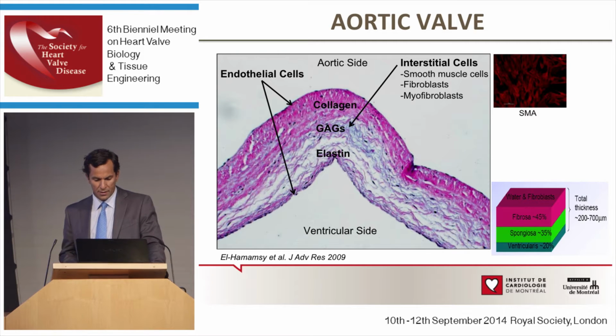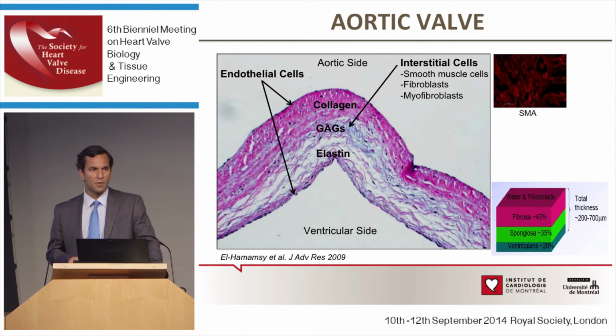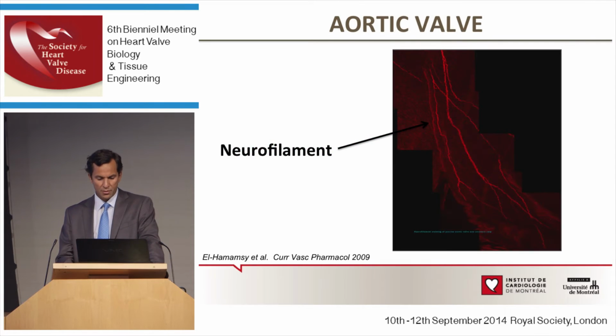And within that is a mixed family of cells, which we call the interstitial cells, which are a mix of contractile cells, smooth muscle cells, and secretory cells with myofibroblasts and fibroblasts. We also know that there are neurofilaments and nerve cells within the aortic valves. Their function is still widely unknown, but their presence definitely does suggest a very complex function within the aortic valve.